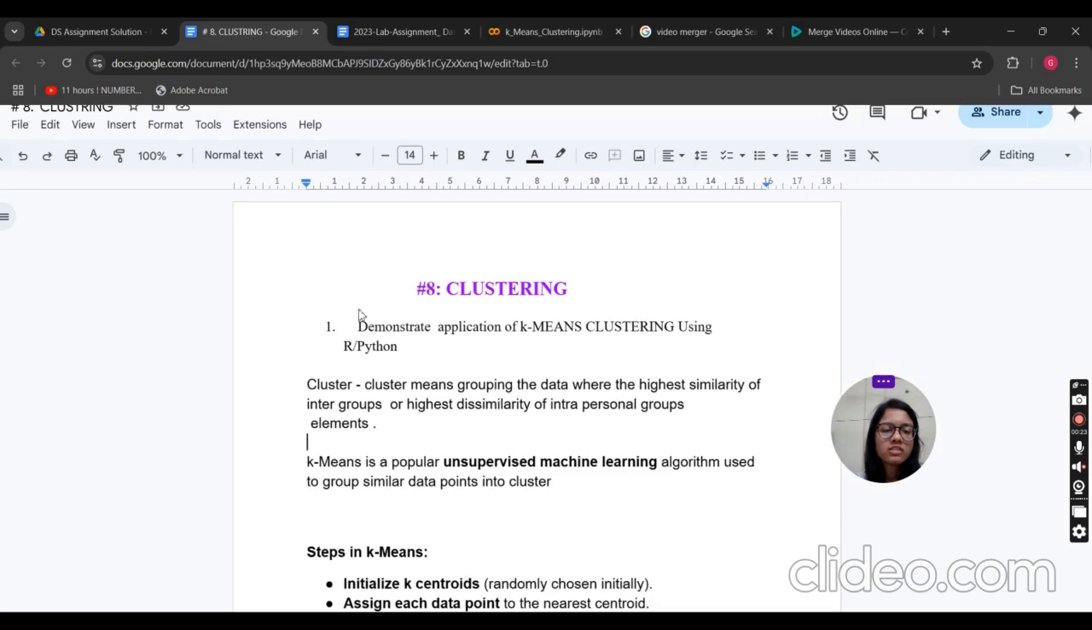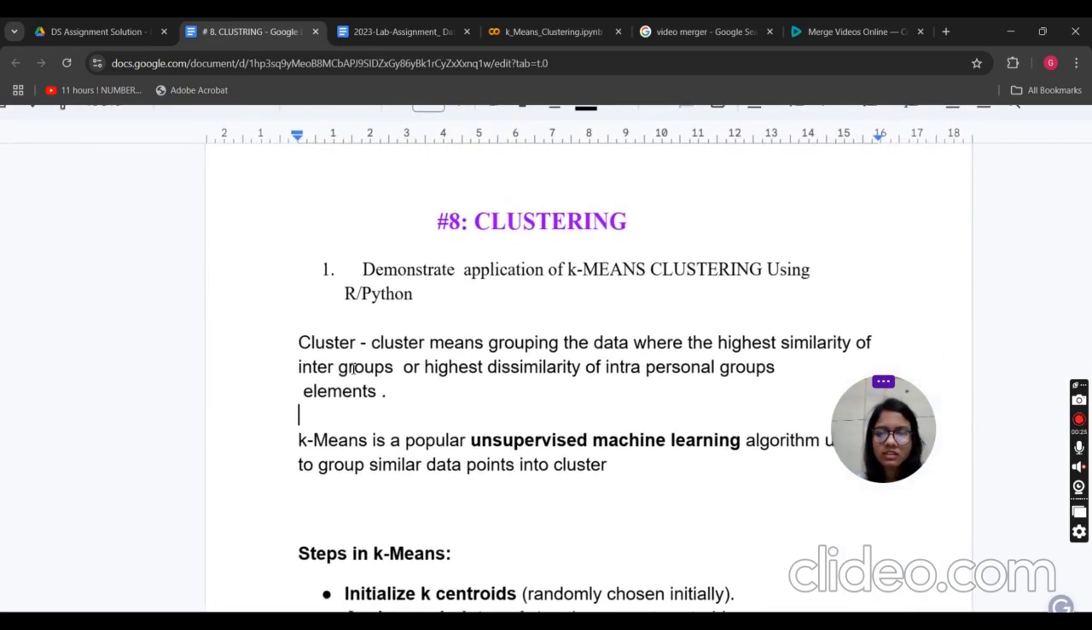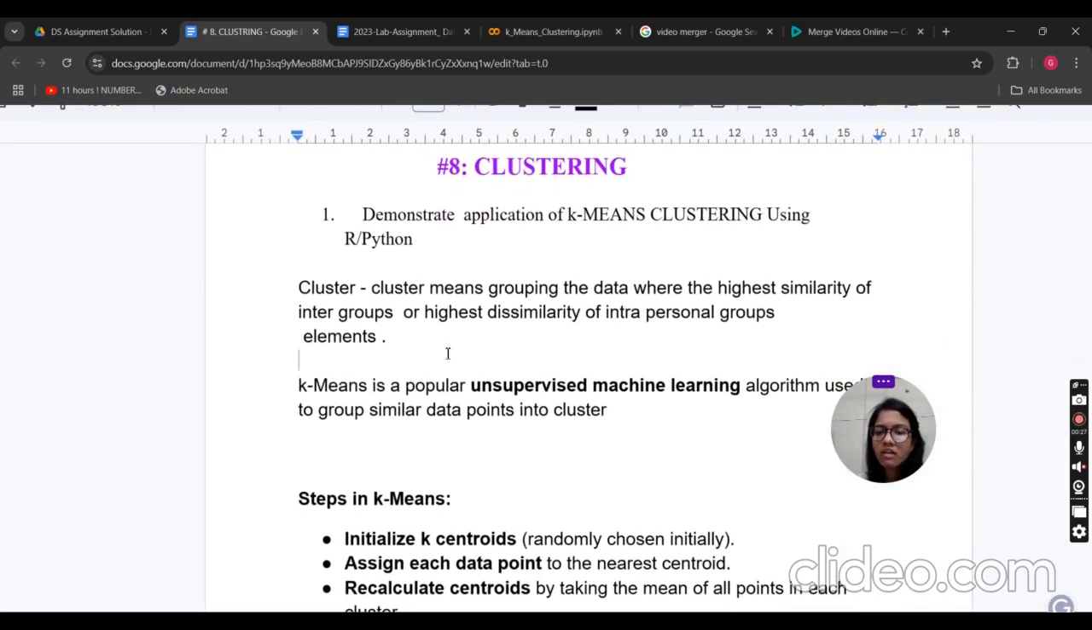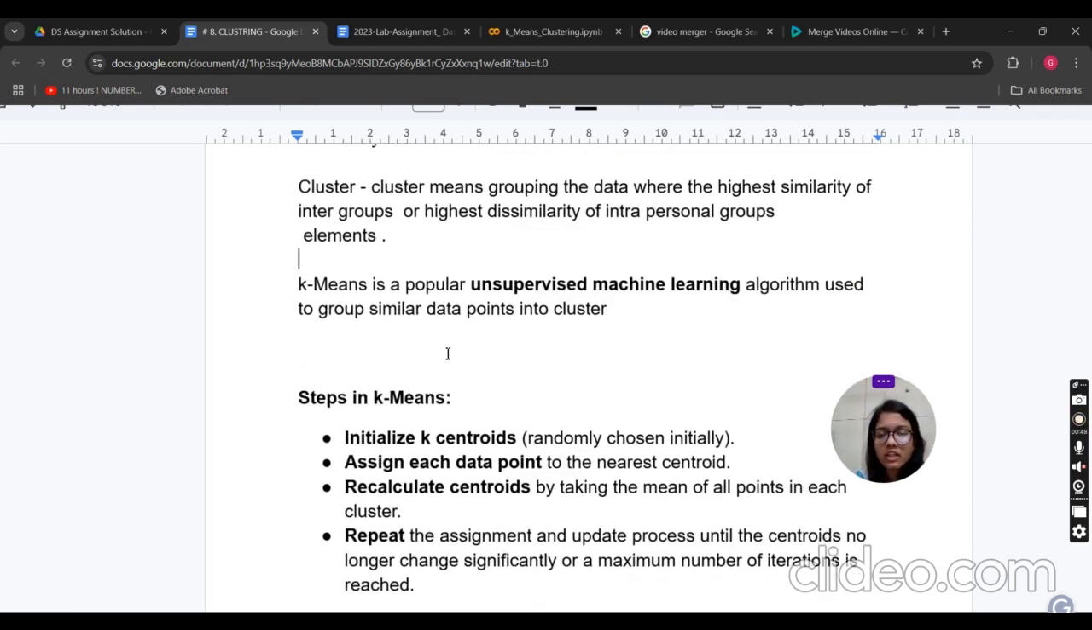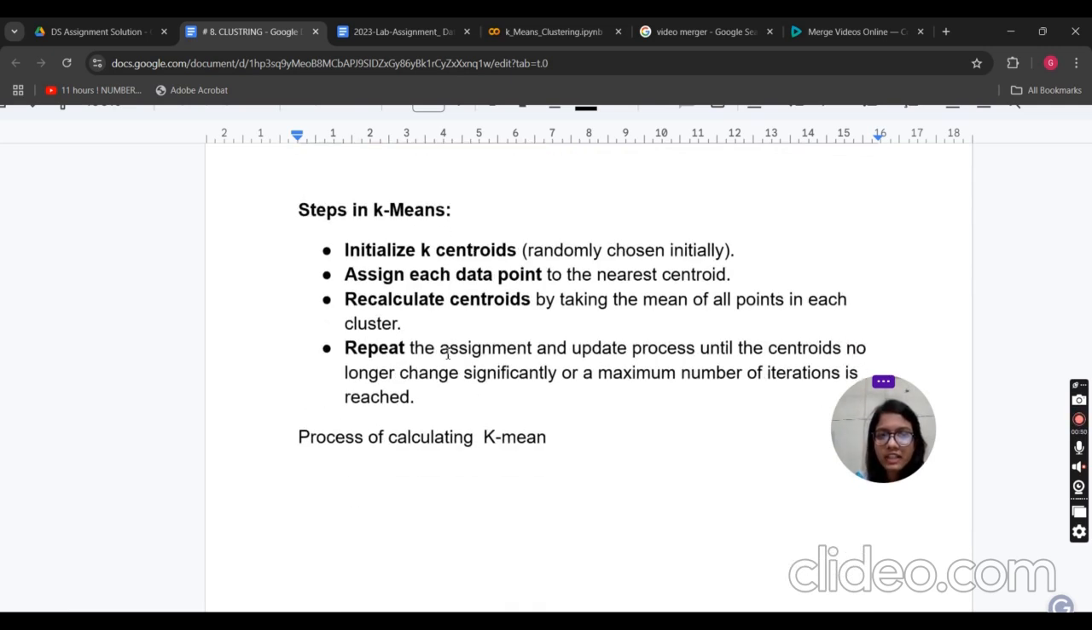So, what is clustering? Clustering means grouping the data, where there is the highest similarity within groups and the highest dissimilarity between groups. Clustering means grouping the data, which means creating classes of particular data.